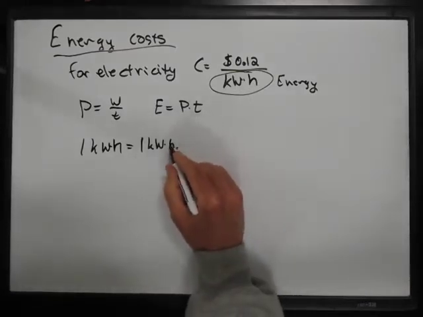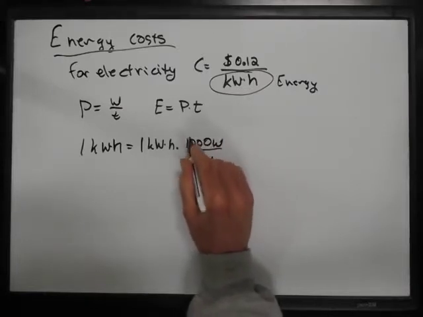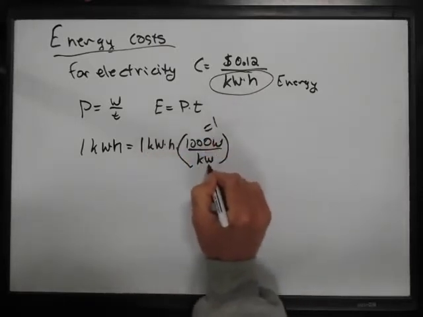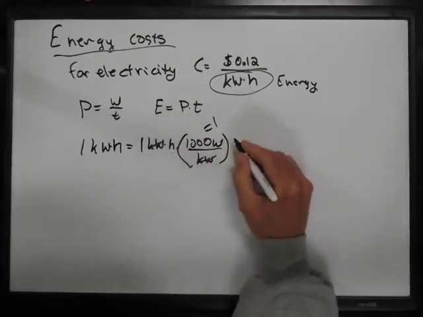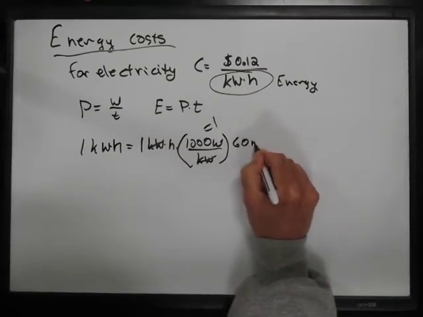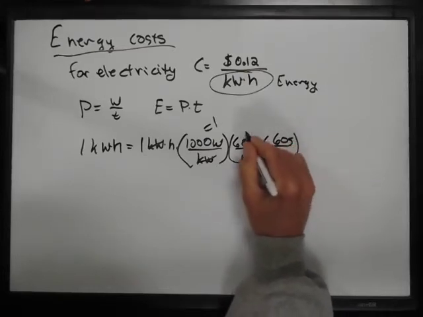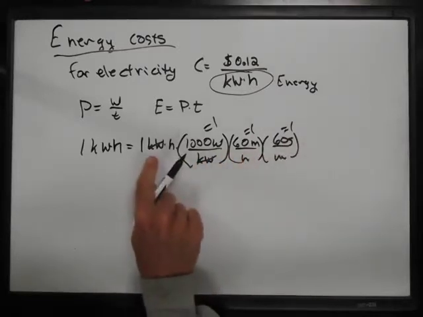A kilowatt is 1,000 watts per kilowatt. And so if I multiply, this is equal to 1, right? Because 1,000 watts is the same thing as a kilowatt. And so that'll cancel a kilowatt and give me watts. And now I have the hour. I want to change that into seconds, so I can multiply it by 60 minutes per hour times 60 seconds per minute. Again, the things in parentheses are equal to 1, and so I'm not changing the value of that.